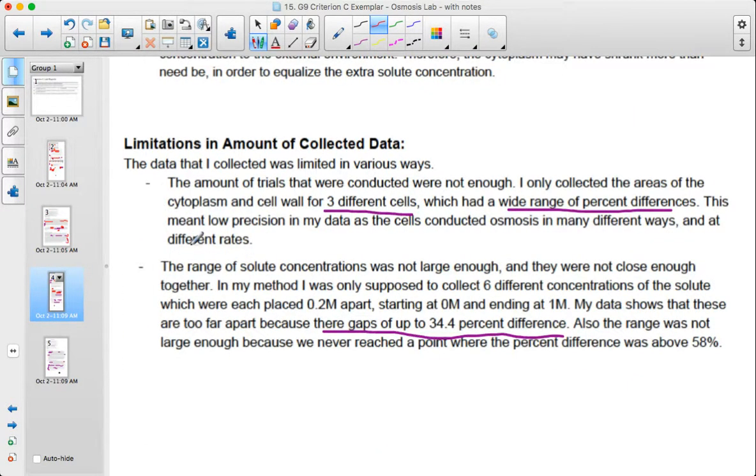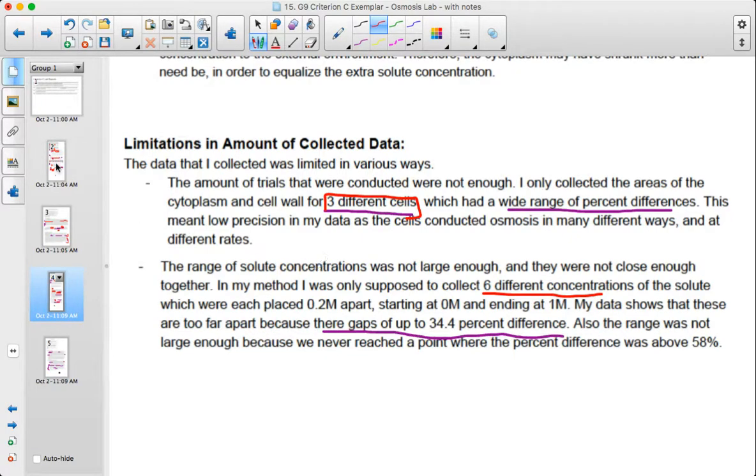The student also did a good job looking at the limitations in the amount of data collected, mainly that only 3 cells were used for each concentration value, and also that only 6 different concentrations were used, and they were about 0.2 molar apart in their concentration, which was kind of a big gap. And so there were big differences from one trial to the next in the amount of percentage difference.